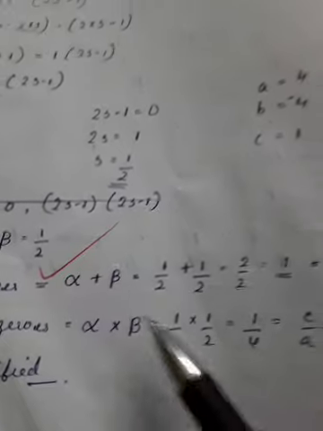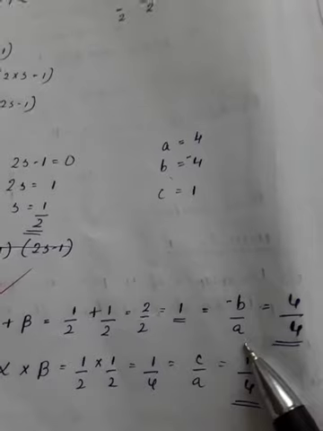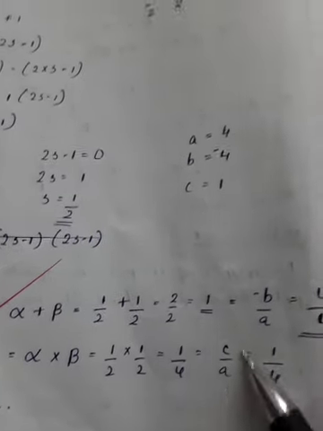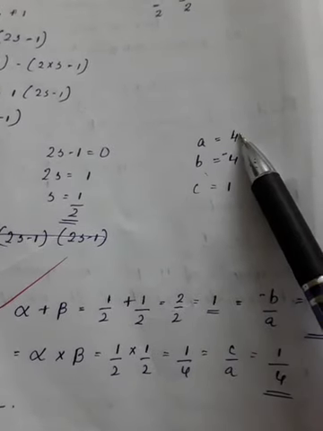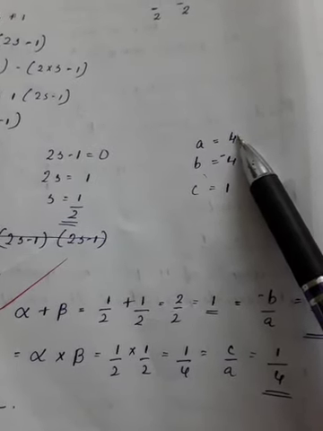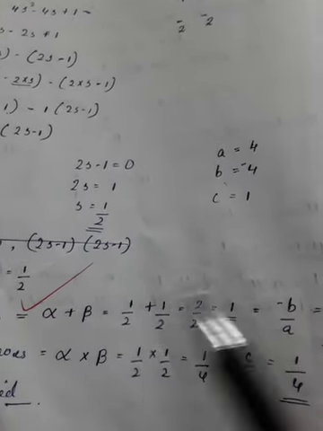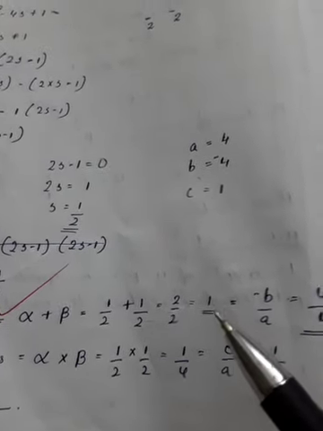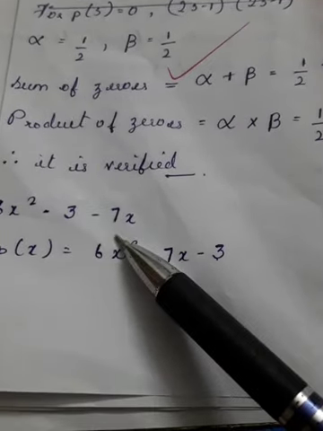Now the verification: alpha plus beta equals 1 by 2 plus 1 by 2 equals 1. Negative b by a equals 4 by 4, that is also 1. Then the product of zeros, alpha into beta, 1 by 2 into 1 by 2, 1 by 4. c by a is also 1 by 4, the constant divided by the coefficient of the term with x square. Okay, so 1 by 4. So here also the sum of zeros is negative b by a, the product of zeros is c by a. It is verified.